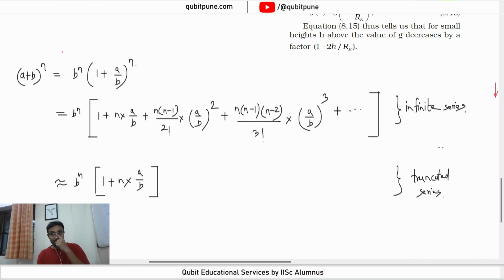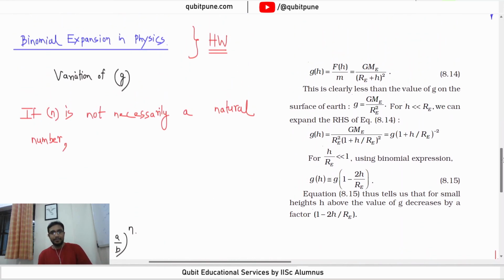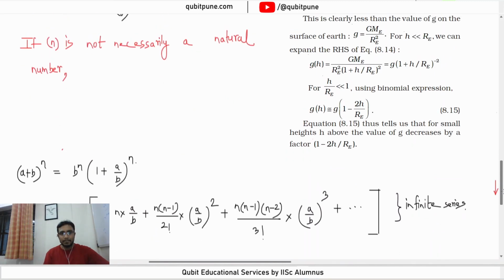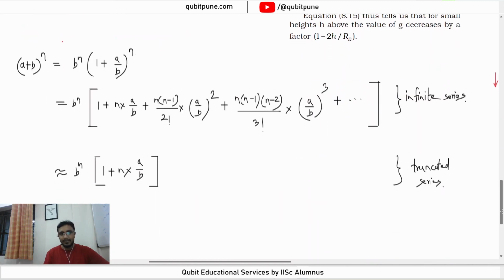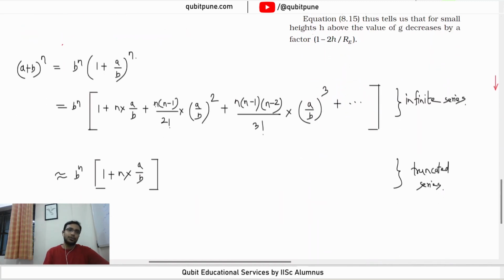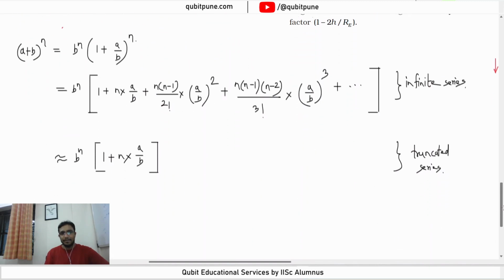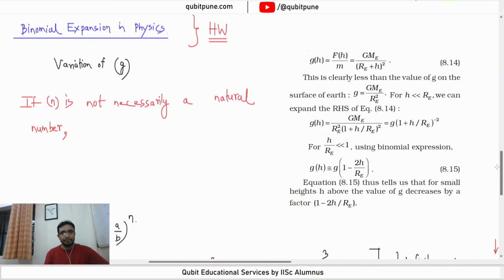So we use it in acceleration due to gravity variation, one illustration of binomial expansion in physics. Have you understood this? Please remember it. They may ask you to go till the second or third term, but definitely not beyond that, or fourth term max. Any doubt? Binomial expansion in physics? No doubt? Okay.